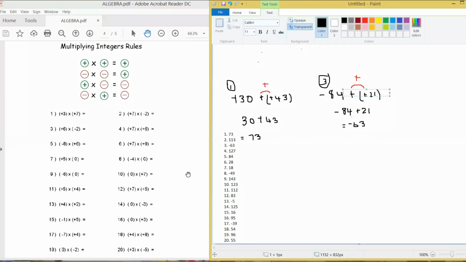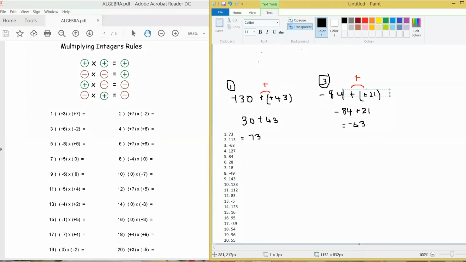So now we're going to go to the second worksheet. The second worksheet deals with multiplying integer rules. So here, you need to look at the signs. This here is a positive number multiplied by a positive number. So I know my answer is going to be a positive one because look at the very first rule. Positive by positive gives us a positive answer. So 7 threes, 21. So my answer for number 1 is 21.